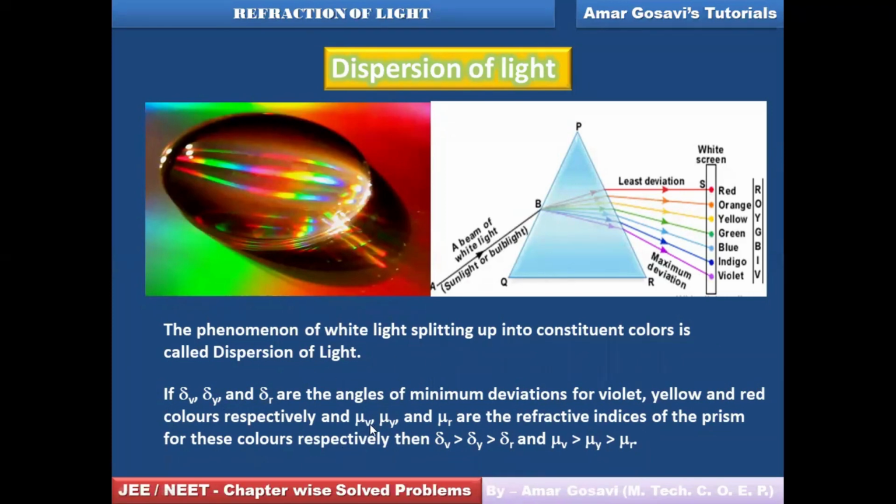Correspondingly, mu V is the refractive index for violet color, mu Y is the refractive index for yellow color, and mu R is the refractive index for red color. So mu V, mu Y, mu R are the refractive indices of the prism for the corresponding colors. Then we understand the sequence in this manner: delta violet is greater than delta yellow, which is greater than delta R. So delta R is minimum. And correspondingly, the refractive index for violet color is greater than that for yellow color, which is greater than that for red color.